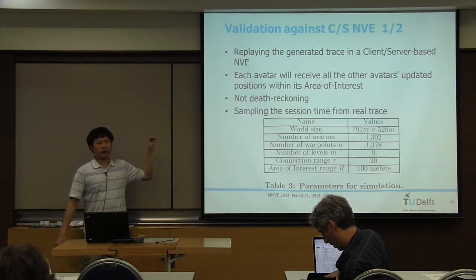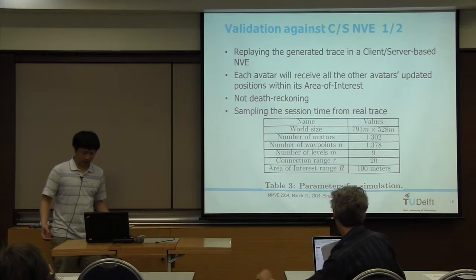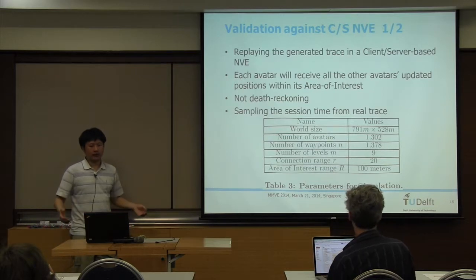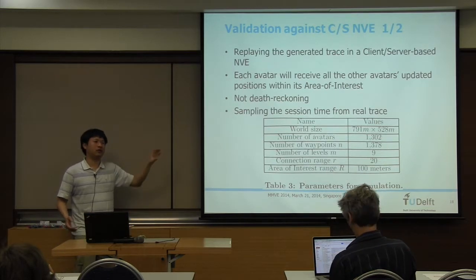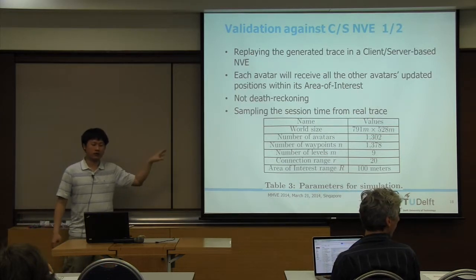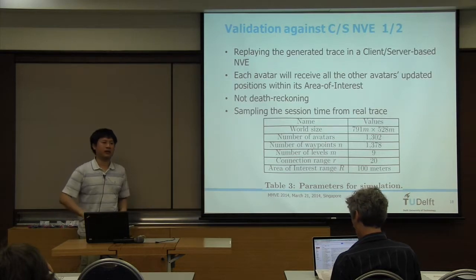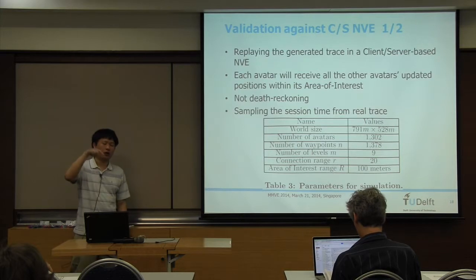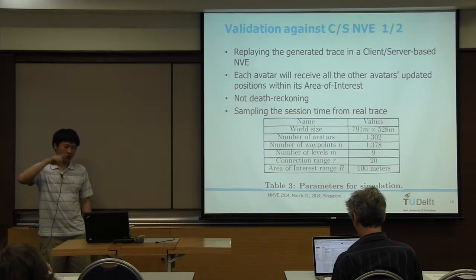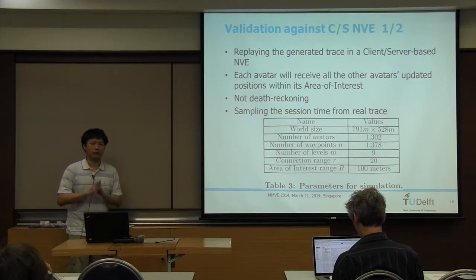In this simulation, we use a client-server architecture to simulate that kind of MVE. In this simple simulation scenario, each avatar will receive all the avatars' position updates within its area of interest. The area of interest is basically a circular area around the avatar, with the avatar at the center of the circle. In this work, we do not use any optimizations or mechanisms.